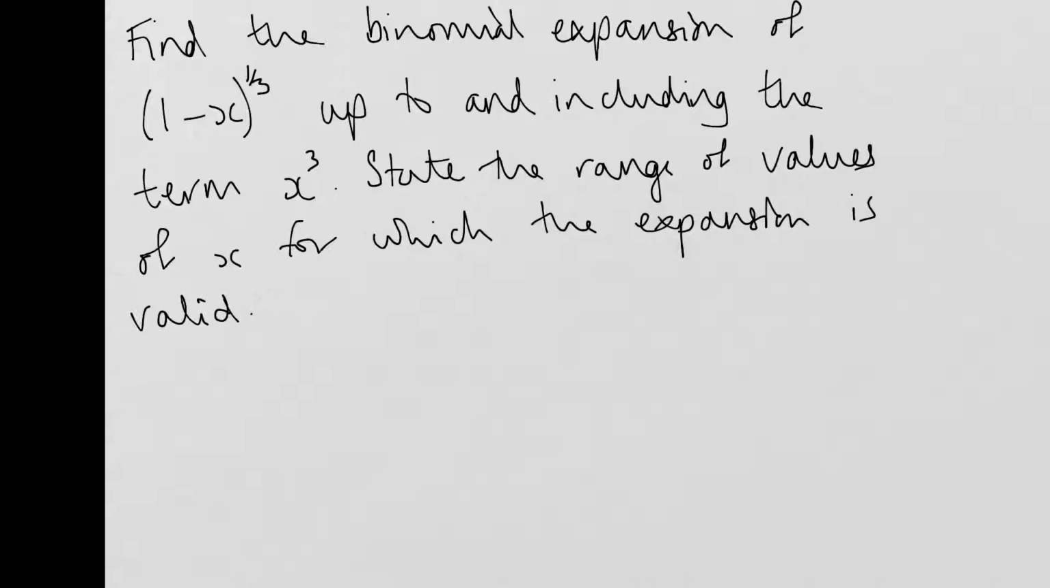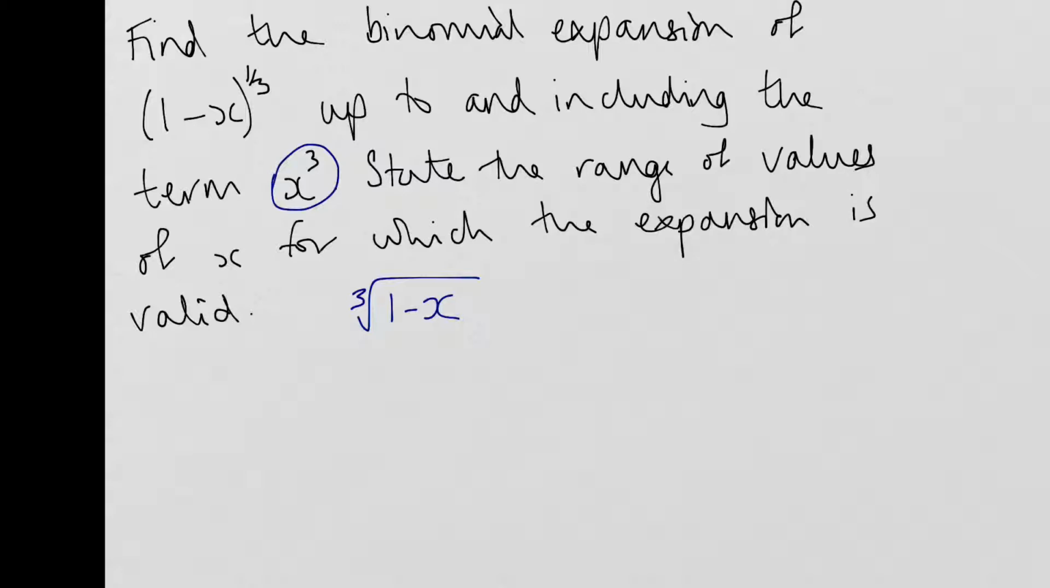So the binomial expansion of (1 minus x) to the power of a third, and again, just for the sake of a bit of practice, remember that it would look like this in another way: the third root of 1 minus x. We're asked to find the expansion up to and including the term x cubed. That means the same as the last question: we're finding the first 4 terms. The second part of this question we're not going to worry about just yet, but we will have a look at that afterwards. State the range of values of x for which the expansion is valid.